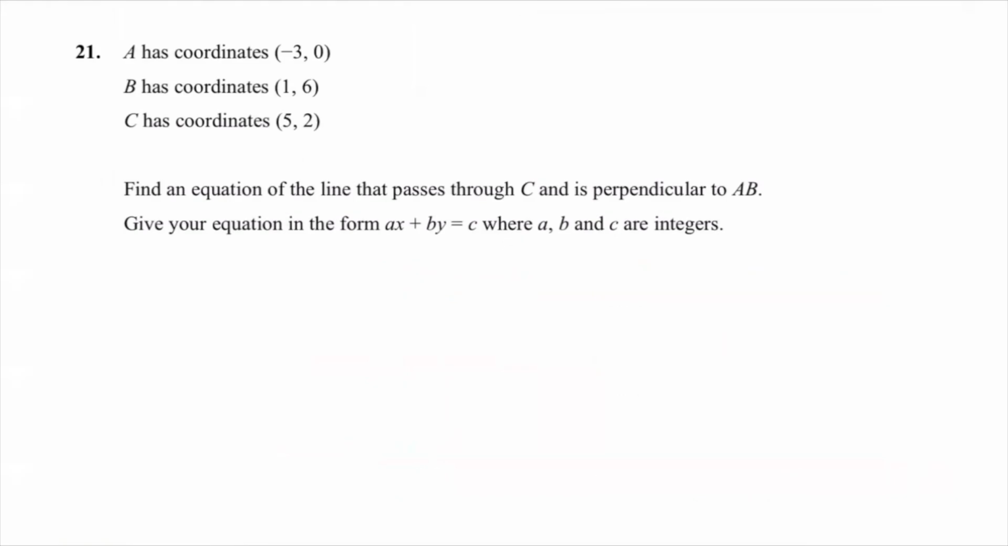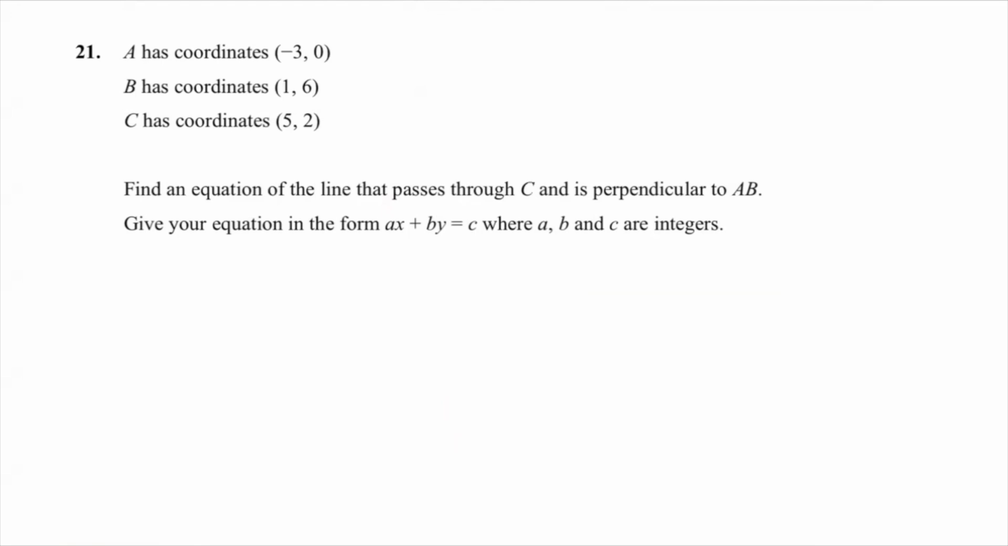Okay, our last question. We've been given 3 points as coordinates, and we've got to find an equation of the line that passes through C and is perpendicular to AB. Now, we don't have a diagram, and so for me personally, this is what I would urge and encourage everybody to do. This is going to be so much easier when I can see the problem.